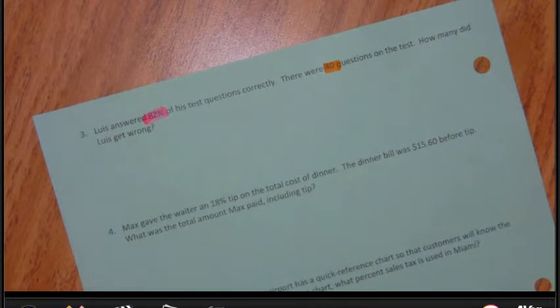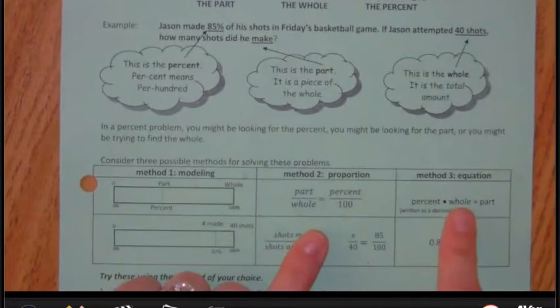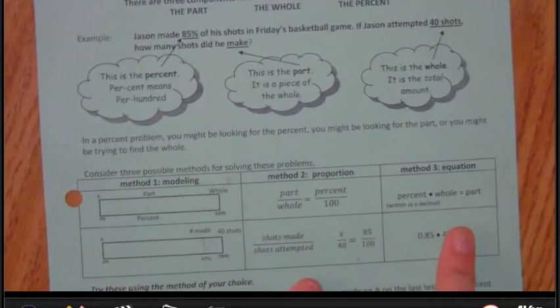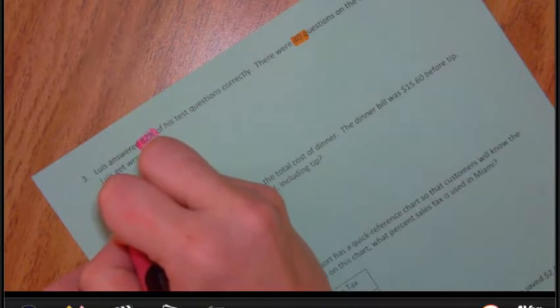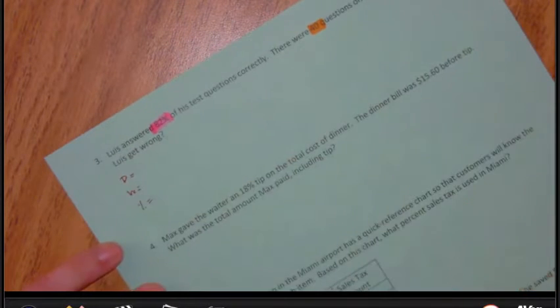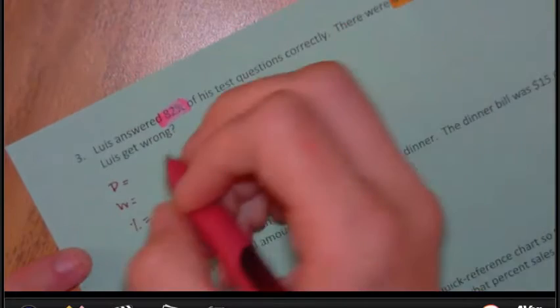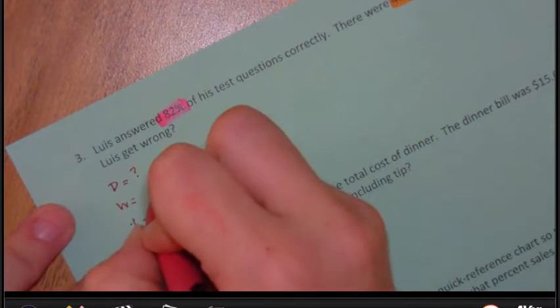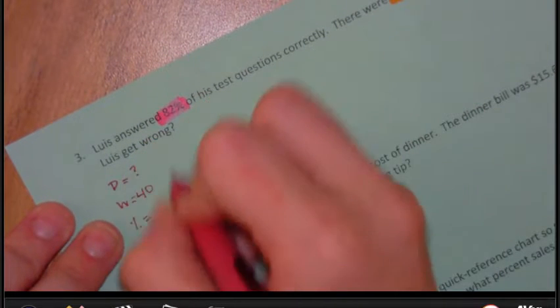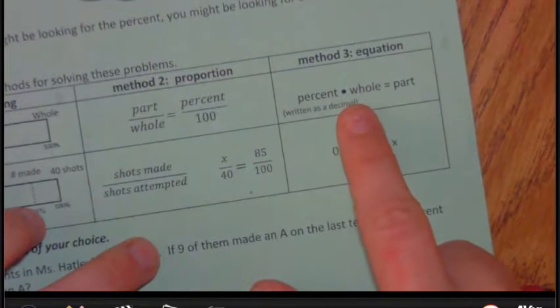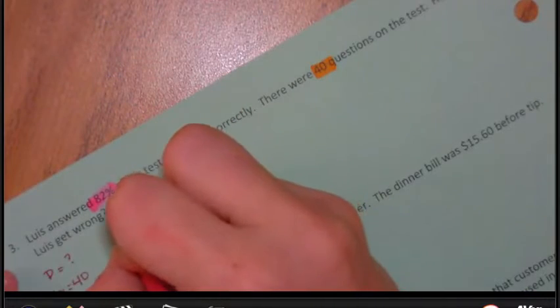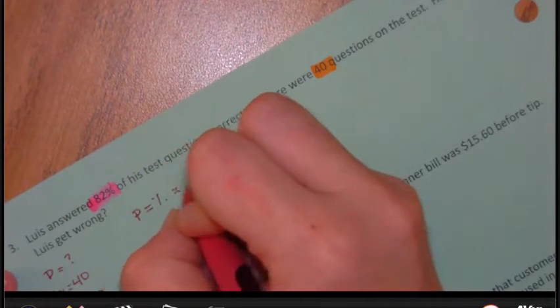All right, so on the front, we learned that there are 3 different ways that we can solve this, because we can use our equation now: part, whole, and the percent. Part is what I'm trying to find. I do not know my part. I know my total at 40, and I know my percent at 82%. Now, my equation is percent times the whole is equal to the part. So part equals percent times the whole.